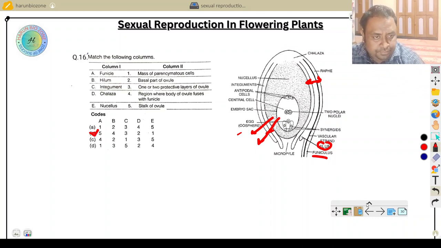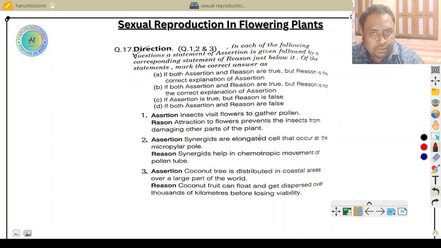Next question. Assertion and reason. In each of the following questions, a statement of assertion is given followed by the corresponding statement of reason just below it. Of the statements, mark the correct answer as: if both assertion and reason are true and the reason is the correct explanation of the assertion; if both are true but the reason is not the correct explanation of the assertion; if assertion is true but reason is false; if both assertion and reason are false.